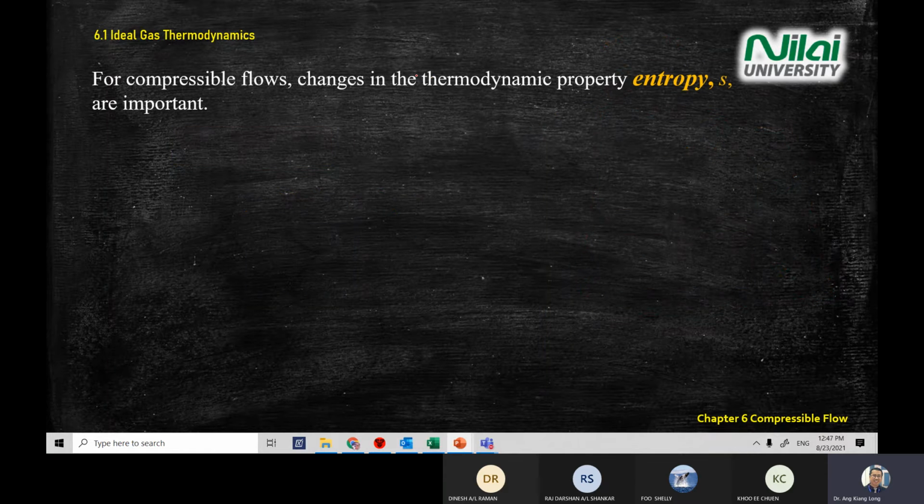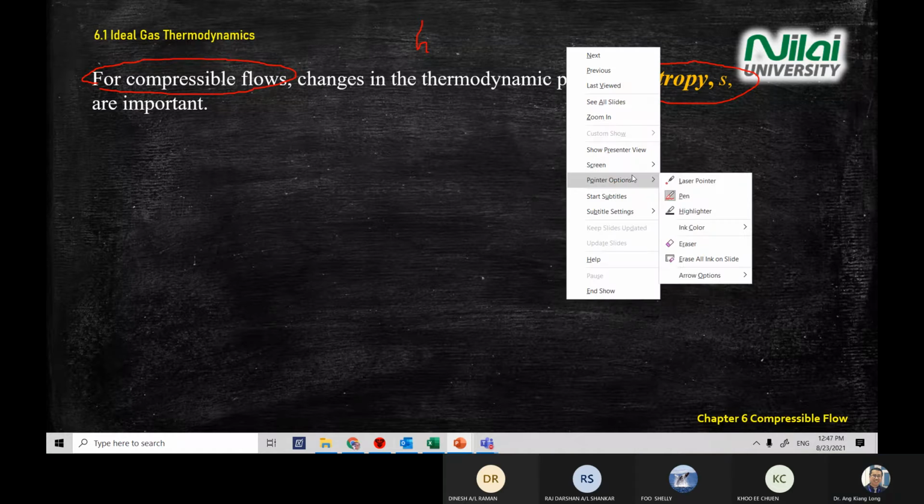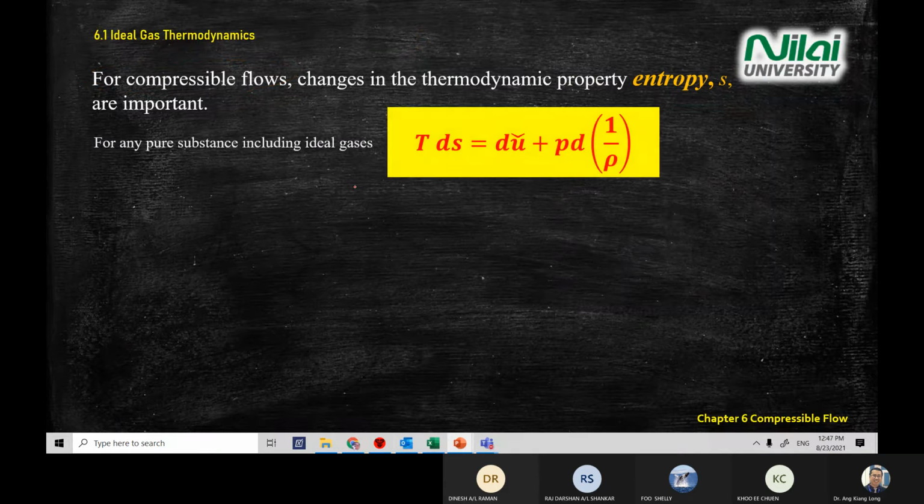The next one, for compressible flow, is entropy S. This is different from enthalpy. Enthalpy is H, entropy is S. Entropy is energy, H is also energy, but they have different meanings. So there is an equation here.